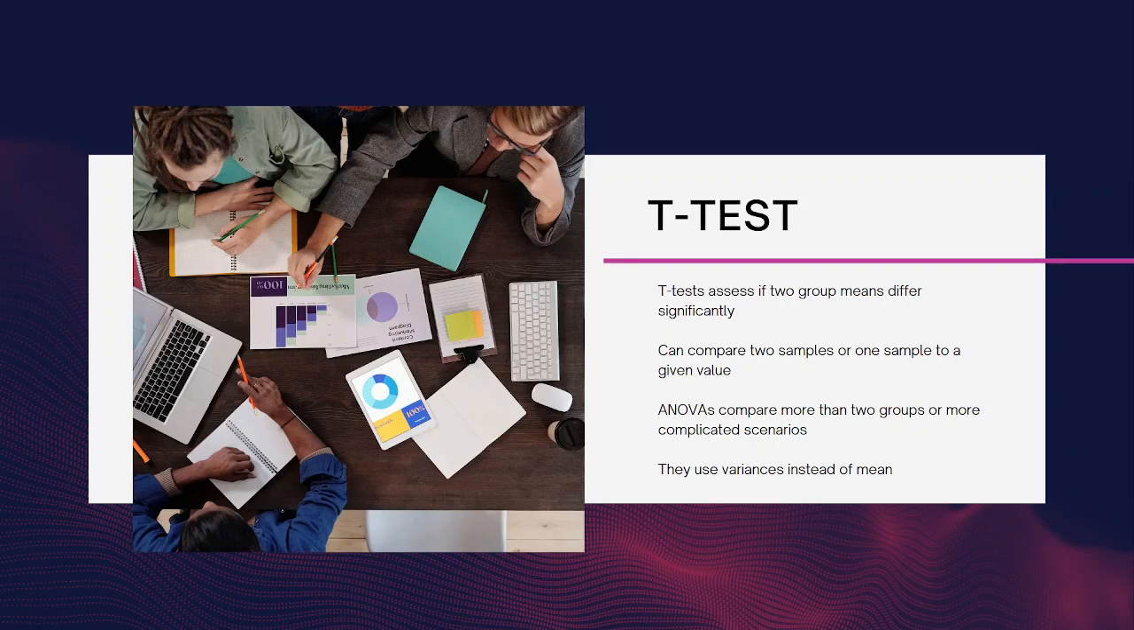To calculate the mean, we use the mean in the t-test, but in ANOVA we also calculate in the two groups, but we use variance in it. And ANOVA is more complicated compared to the t-test.